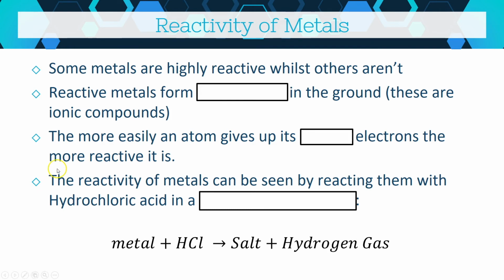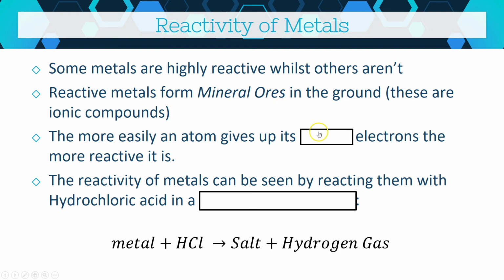That's okay, but what it does mean is that those reactive metals can be harder to isolate because they're going to form what we call mineral ores in the ground. And mineral ores are ionic compounds. So if you want a sample of metal that's come from that mineral ore, you actually have to go through a whole process to get it out.